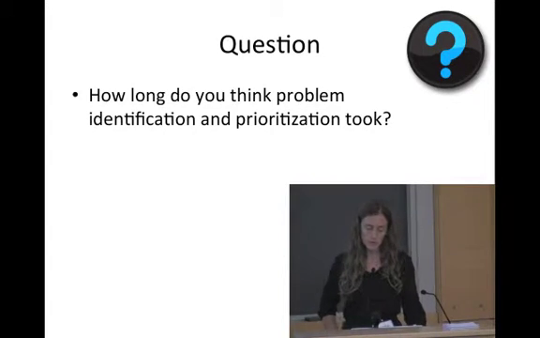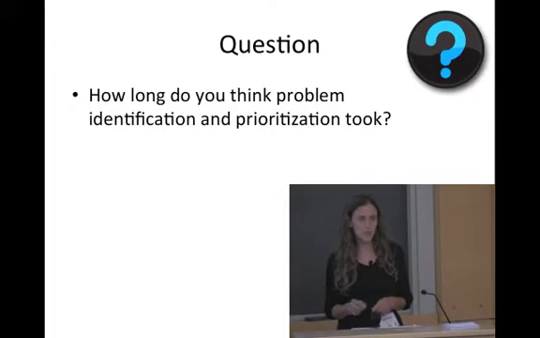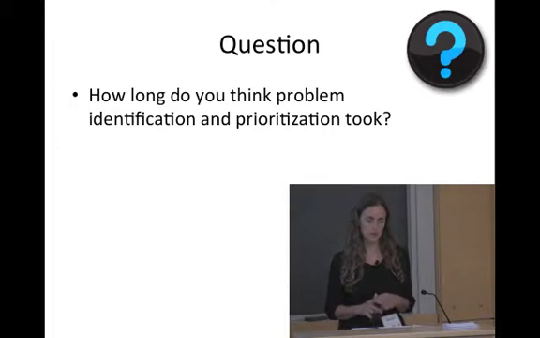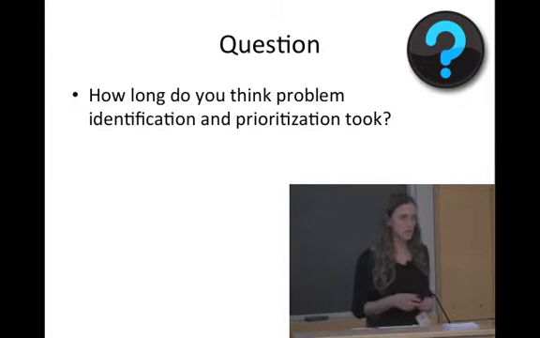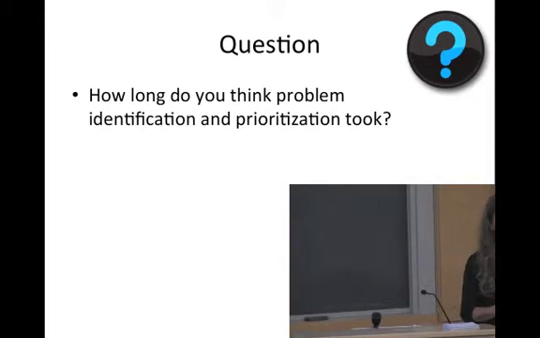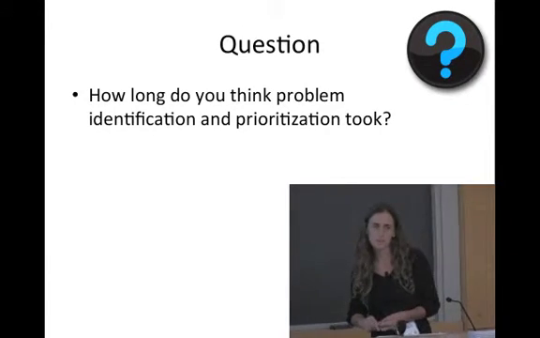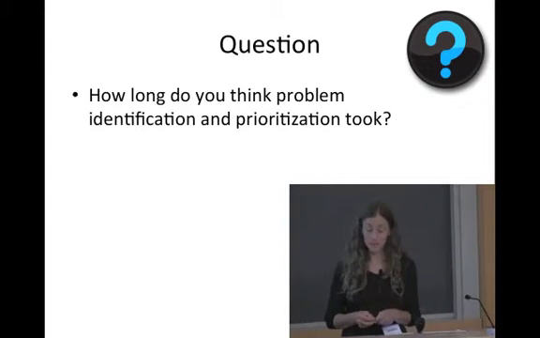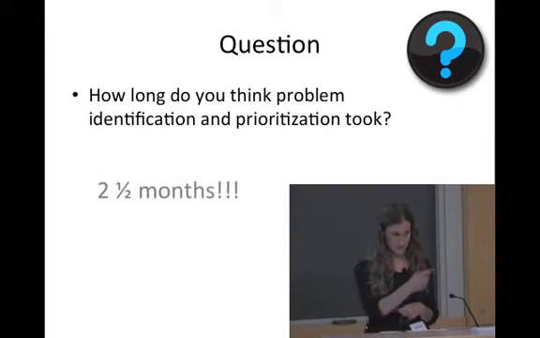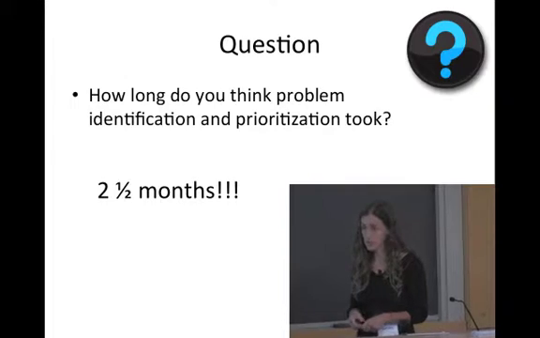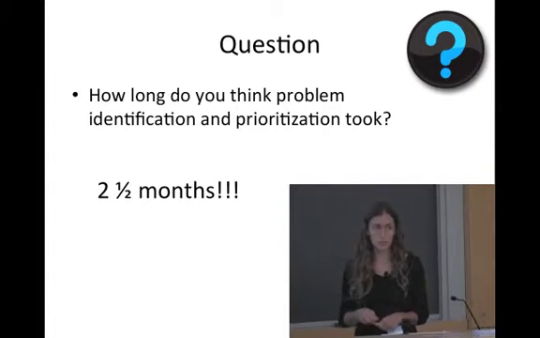So how long do you think it took for this shelter and this veterinarian to go through and do this process of identification and prioritization? Is it like a day, week? What do you think? 3 months. Good guess. I heard you too. 2.5 months it took her, because she's a full-time veterinarian too, right?